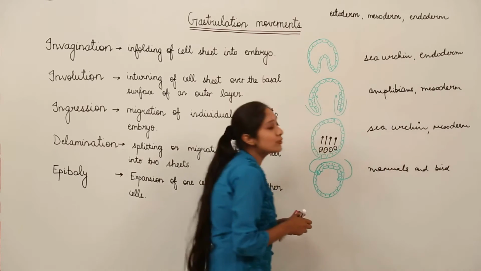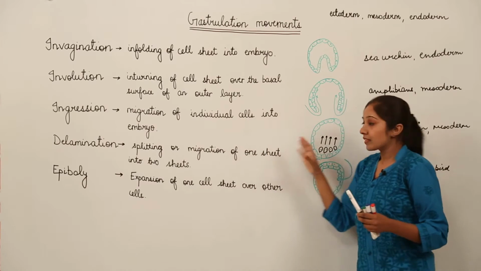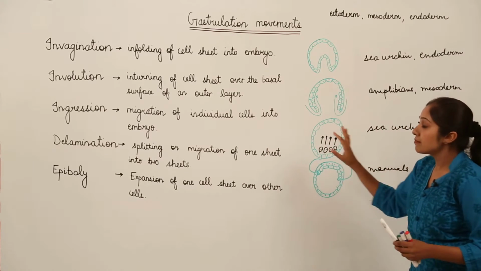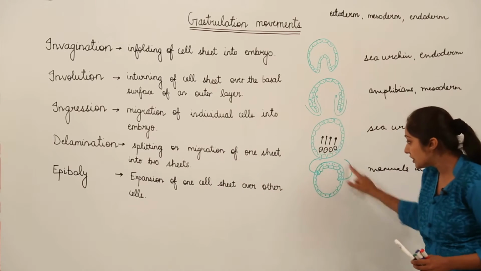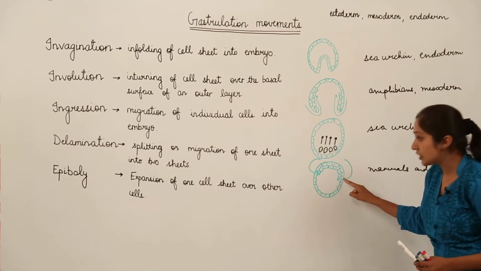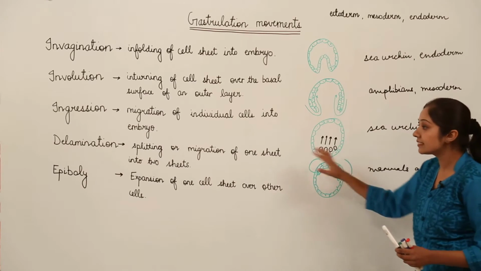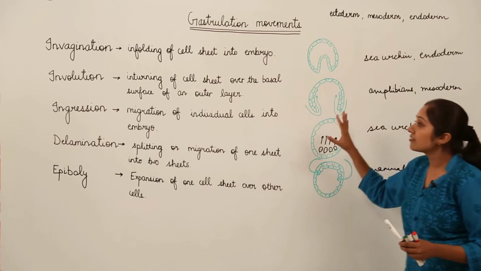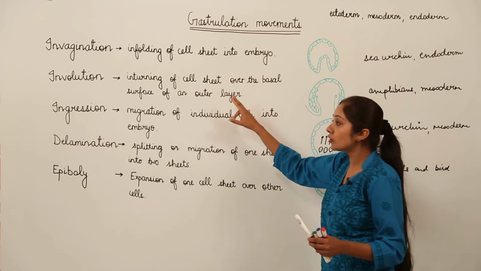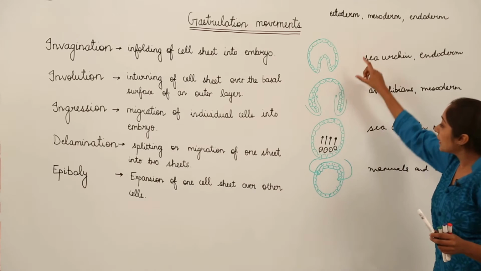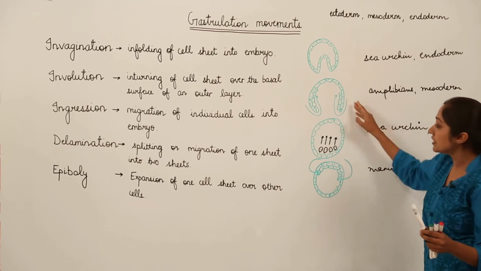I am just citing a few examples so that you have an idea of what type of movements are seen in different organisms. Remember, delamination is splitting or migration of one sheet into two sheets. So you will show it like this. This type of movement is shown like this. This is delamination. So we have discussed till now 4 types of gastrulation movements: invagination, involution, ingression and delamination. By looking at these diagrams, you can make out what is the difference between these 4.